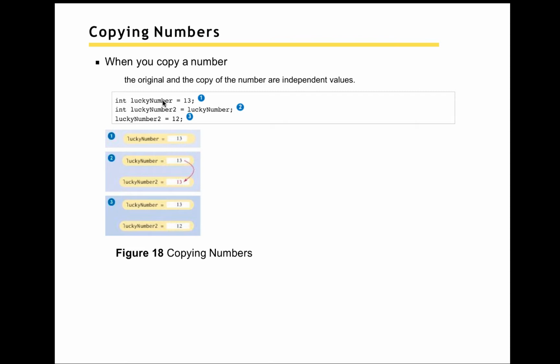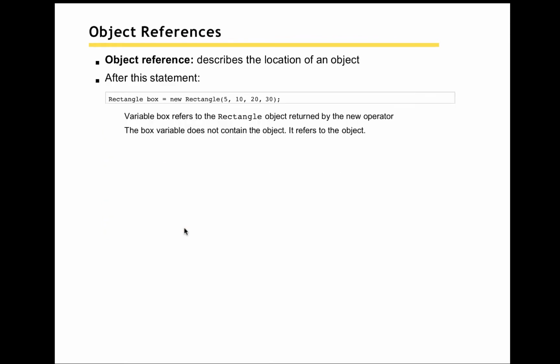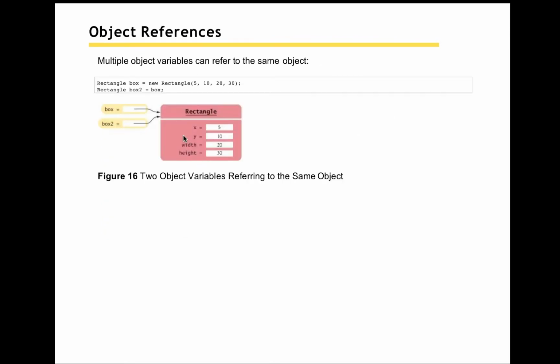In this example, we first declare a variable called lucky number as 13, and we assign lucky number to a different variable. It turns out both variables store a different number. Compared to the object, you see the difference. When we copy the first object to the second object using the equal sign, both of them refer to the same object.